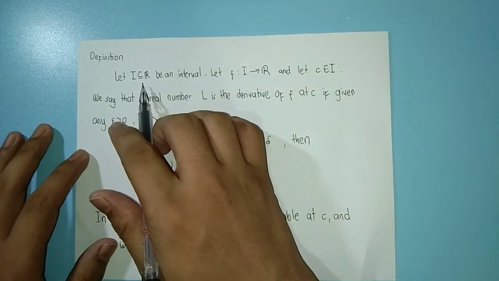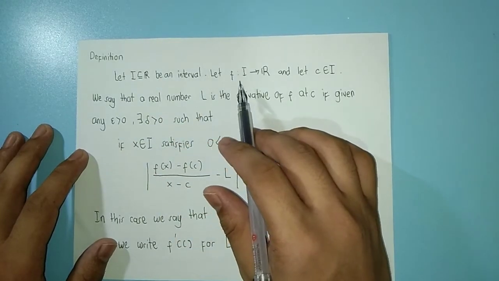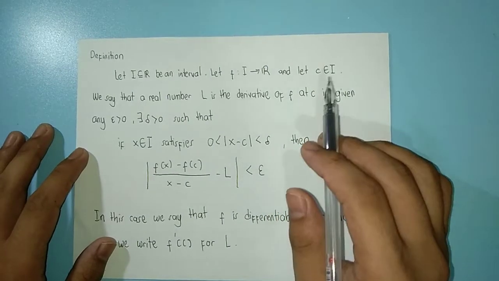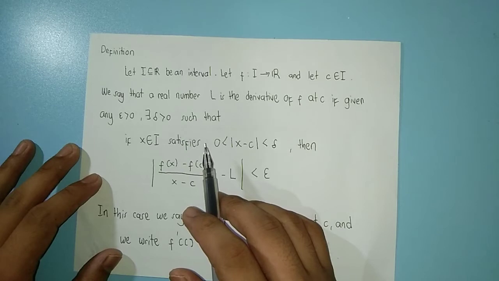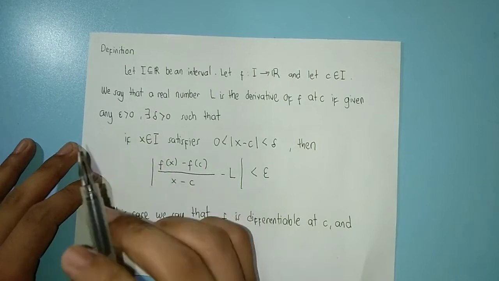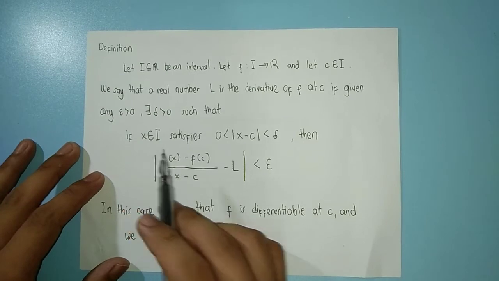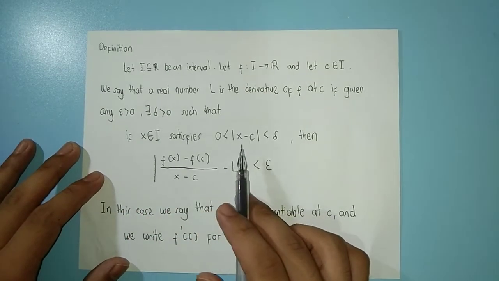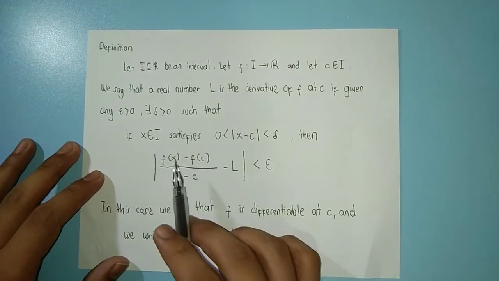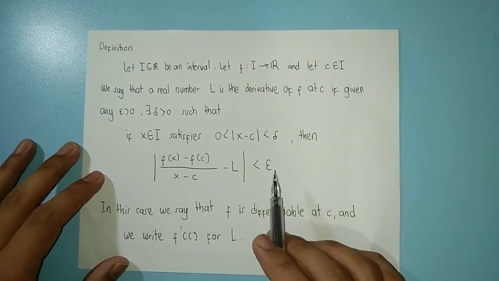Let I, a subset of R, be an interval, and let f be a function from I to R, and let C be an element of I. We say that a real number L is the derivative of f at C if, given any positive epsilon, there exists a positive delta such that if x, an element of I, satisfies 0 < |x - C| < delta, then |(f(x) - f(C))/(x - C) - L| < epsilon.